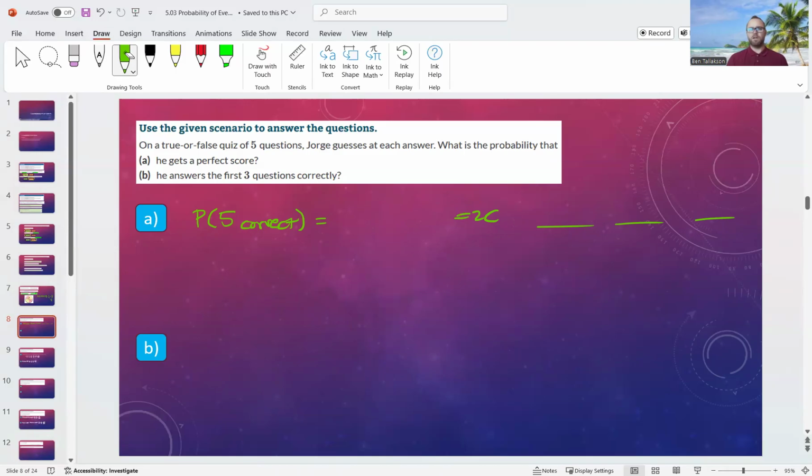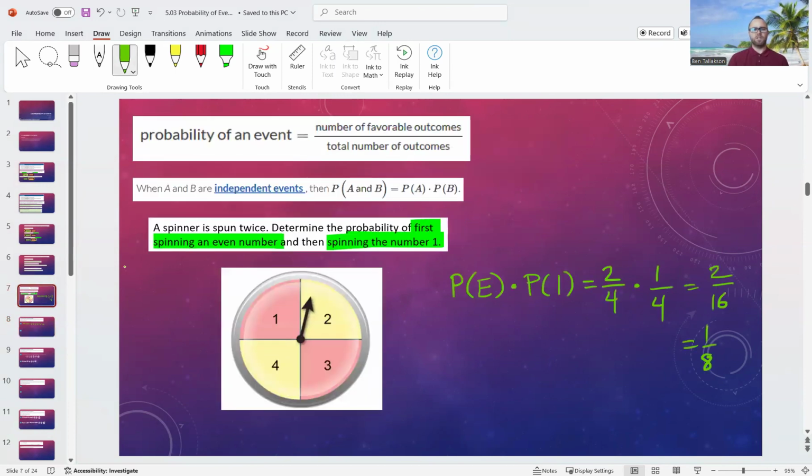So the question becomes, what is the probability of getting a true or false question correct? Well, that's going to be 1/2 times 1/2, and there are 5 questions. The probability every time is 1/2. We multiply all of those together, we get 1/32. So again, this is using this logic that if 2 events are independent, then the probability of them both happening is equal to their probabilities multiplied together.